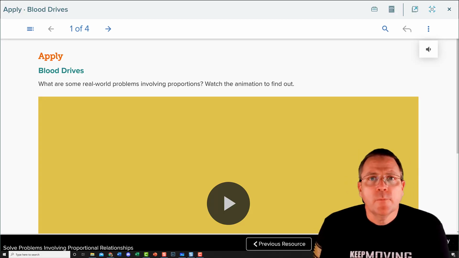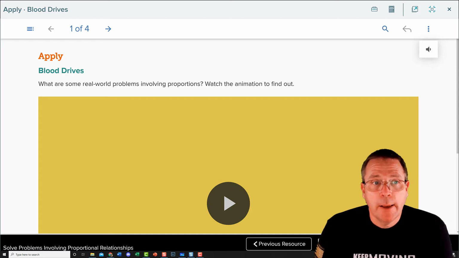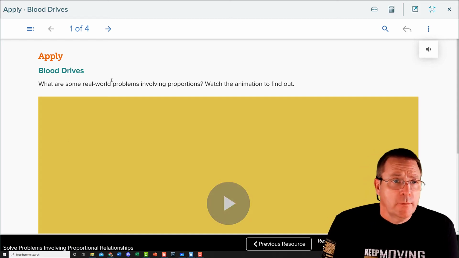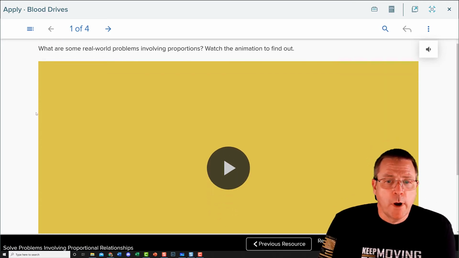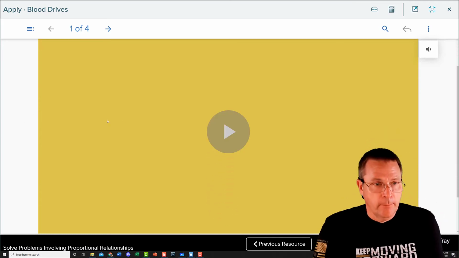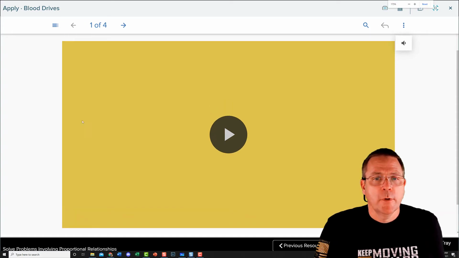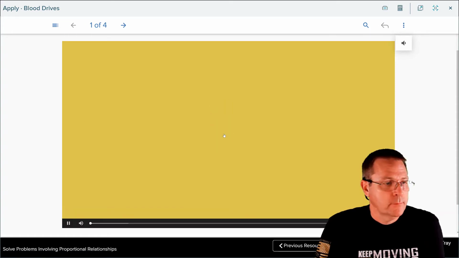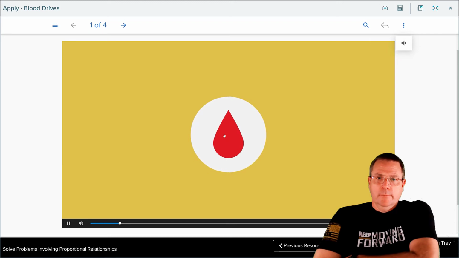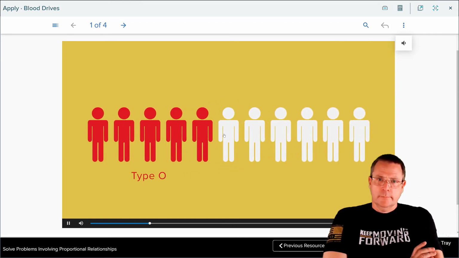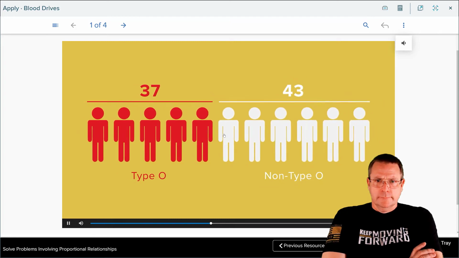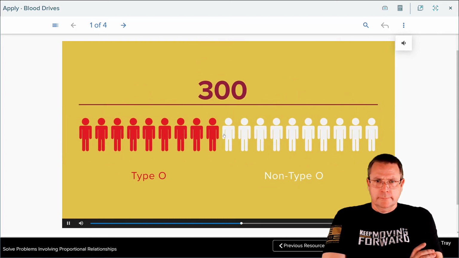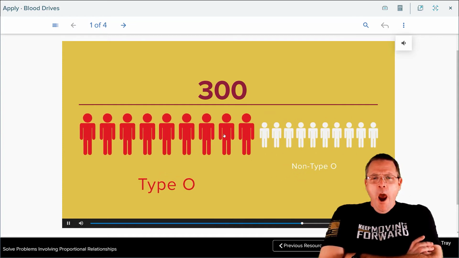And with that, we have reached the apply part of our problem. It says, what are some real-world problems involving proportions? Watch the animation to find out. So let's make this just a little bit smaller, and here we go. At a recent statewide blood drive, the ratio of type O to non-type O donors was 37 to 43. Suppose there are 300 donors at a local blood drive. About how many are type O?